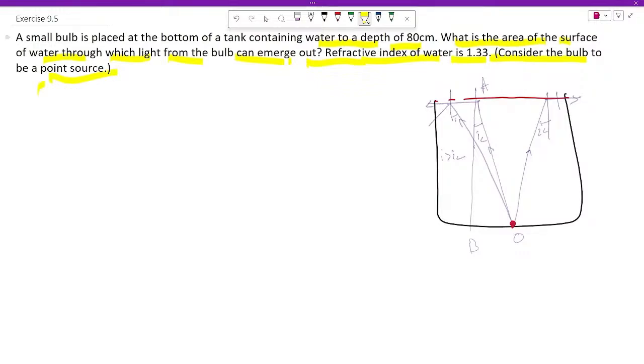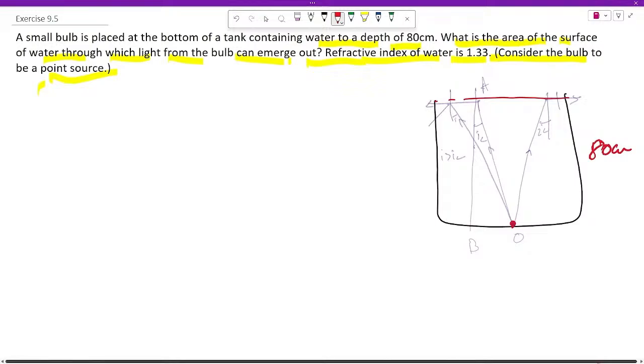Now here we see that it is a water tank. I have symbolized it with the black ink. It is 80 centimeter deep, and in the bottom of the tank there is a bulb which is a point source of light, and we have to find out of what surface area the light will come out.